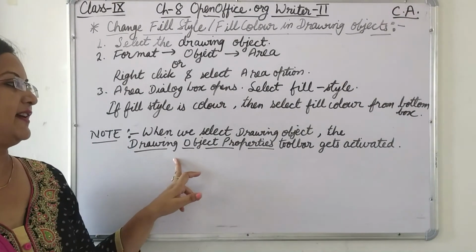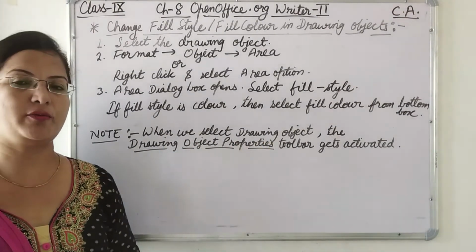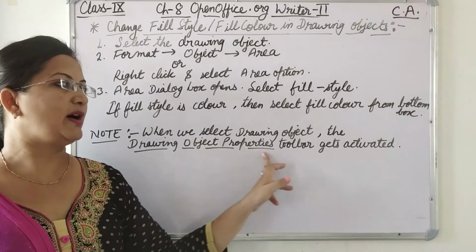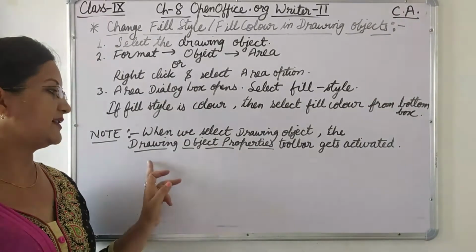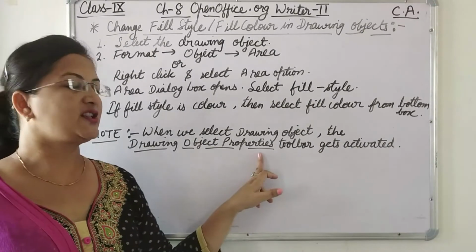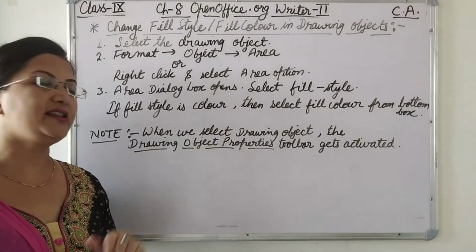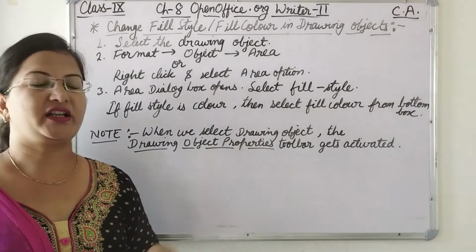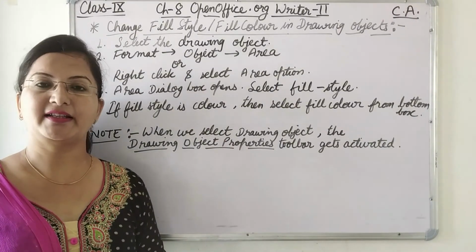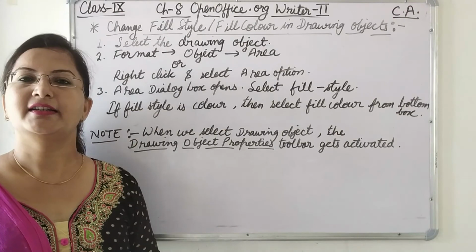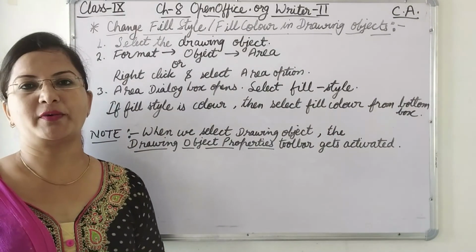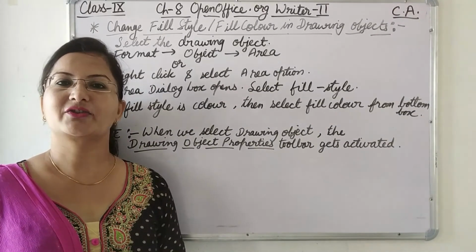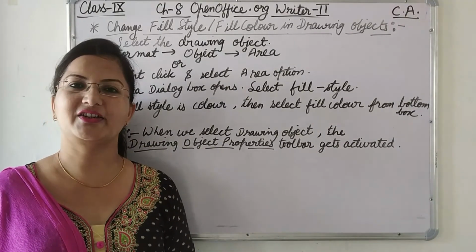Now a note: as soon as we select the drawing object, this toolbar gets activated. That is the drawing object properties toolbar. When we select the drawing object, it automatically appears, and then we can change all these properties from there also directly. So students, only this much for today. Thank you. Have a nice day.